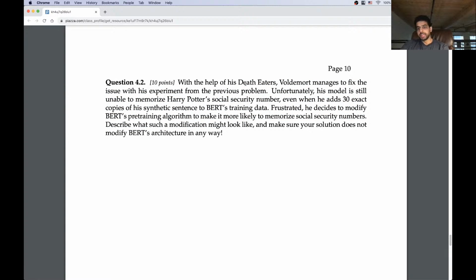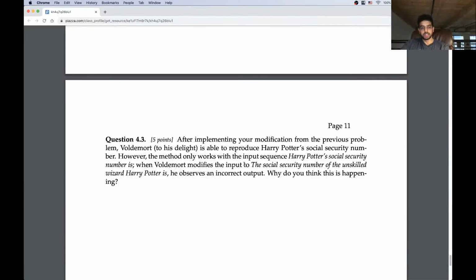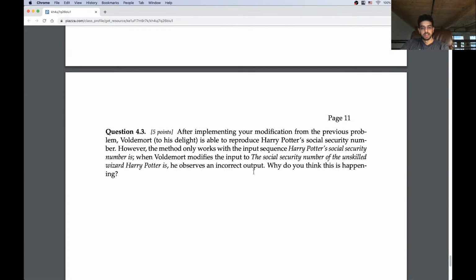I mean, there are many possible answers. One of them could be that you modify the masking strategy of your BERT model to only mask out numbers and contiguous spans of subwords. So that's another. I mean, there could be other possible solutions here. So we'll again look at each of your answers.